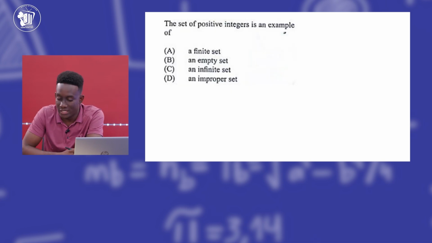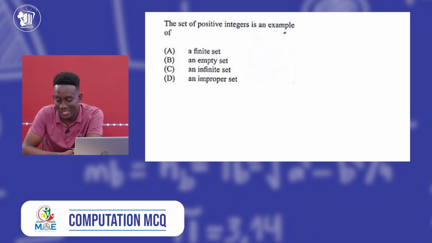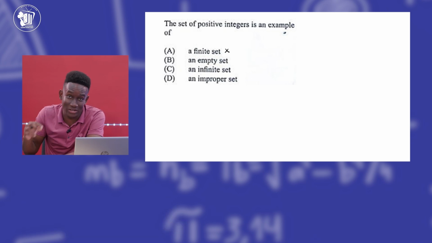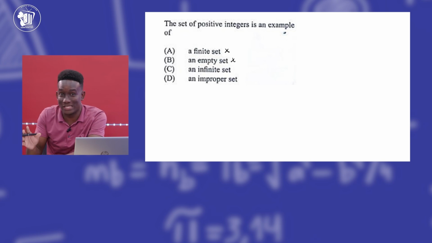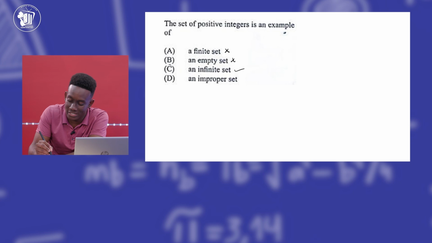So the next one says, the set of positive integers is an example of. So we know positive integers would be 1, 2, 3, 4, 5, and it keeps going on and on. So in this case, that set will not be a finite set because a finite set has an end. It will not be an empty set because an empty set has no elements. So it will be an infinite set because an infinite set goes on and on infinitely. So this answer here is C.